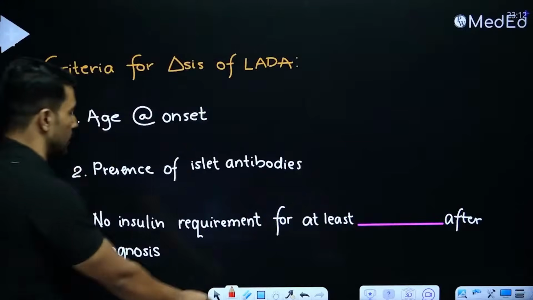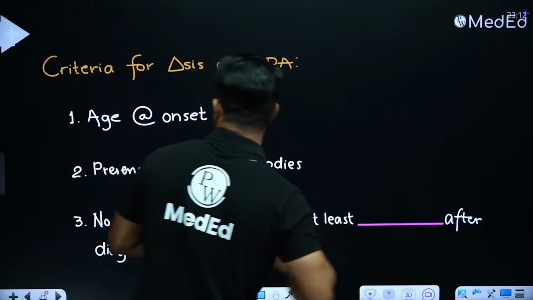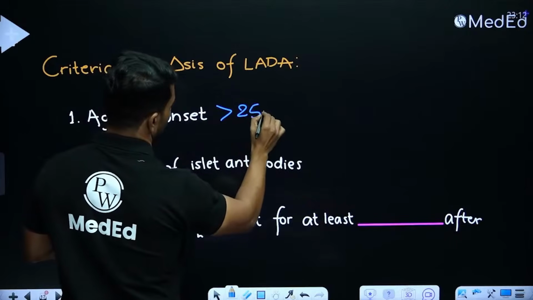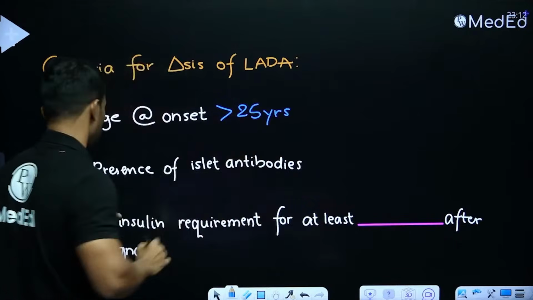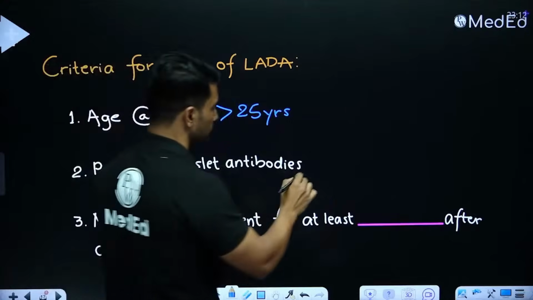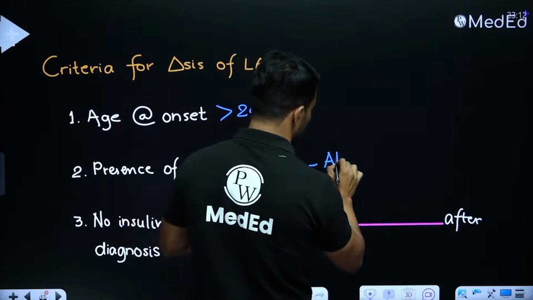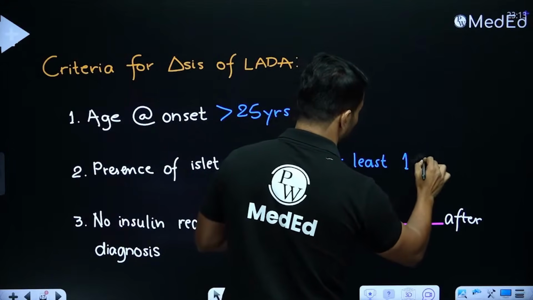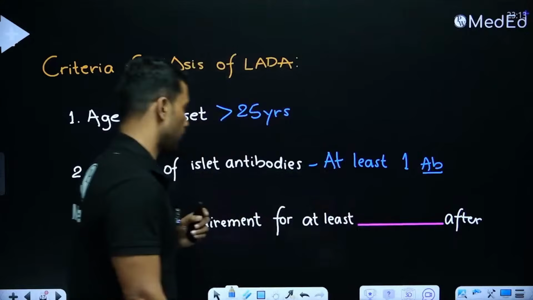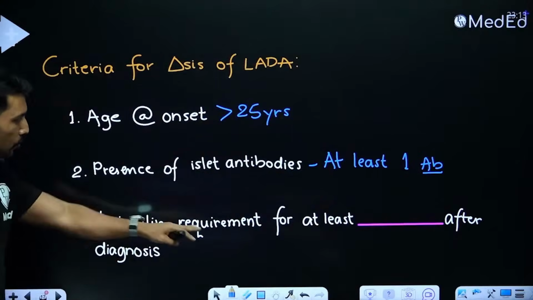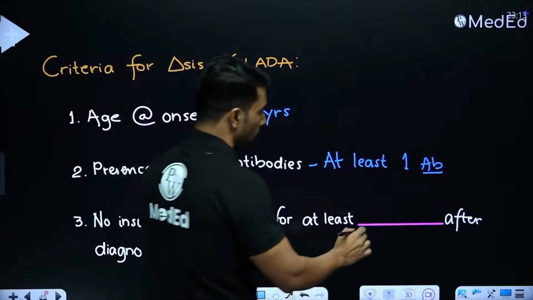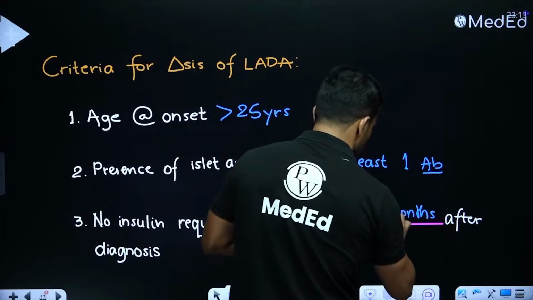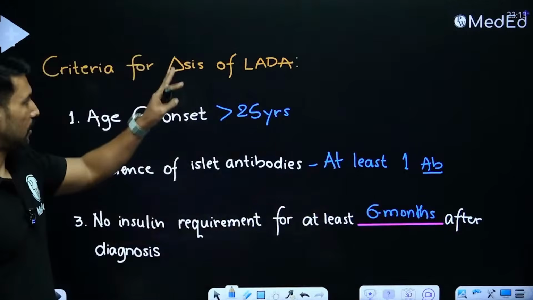So there's a well-laid ADA criteria for the diagnosis of this. The first thing is that the age of onset should be more than 25 years. Presence of islet antibodies, at least one antibody should be positive that we have listed for type 1 diabetes mellitus, and there should be no insulin requirement for at least 6 months after the diagnosis. Then we call it LADA.